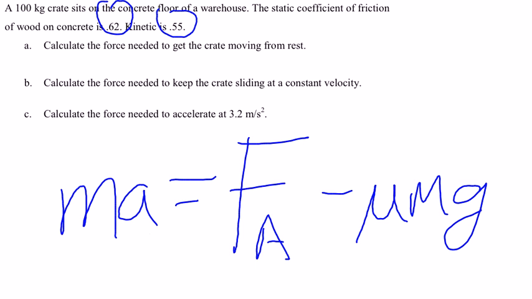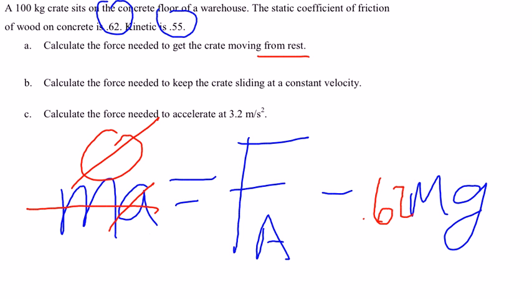If you are just getting something going from rest, you are not accelerating it. So that means the acceleration is 0. Anything times 0 is 0. So this whole thing is 0. Okay, what about over here? Well, we have mu, and it's just to get from rest. That means we're going to use the static mu, which is going to be 0.62.